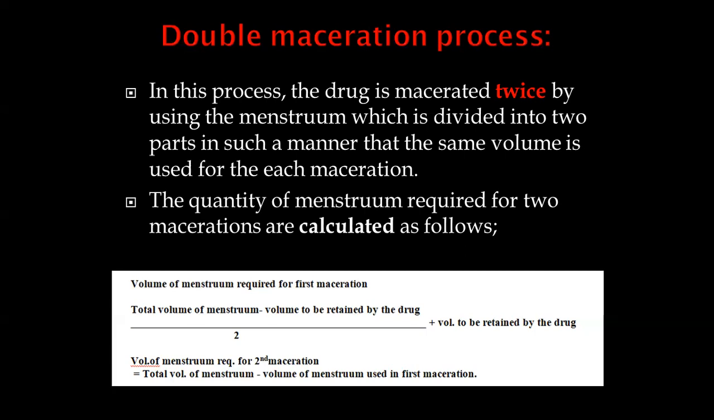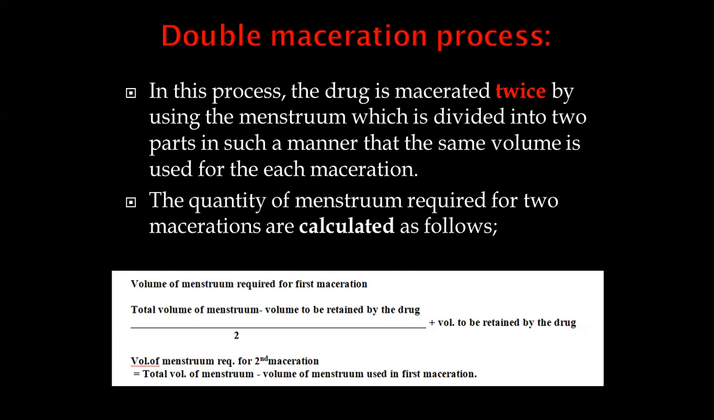So for doing the double maceration process, we apply the formula: total volume of menstruum minus volume retained by the drug, divided by 2, plus volume retained by the drug. When you apply this formula, you get some amount of menstruum. That menstruum we use for the first maceration. And for the second maceration, the formula is the total volume of menstruum minus the volume of menstruum used in the first maceration. When you subtract this, you get a volume, and the same volume you can use for your second maceration.